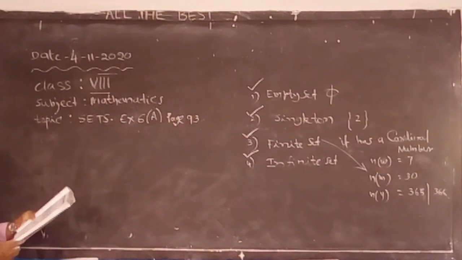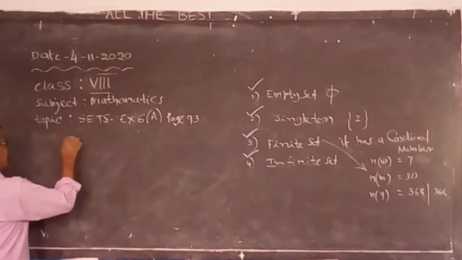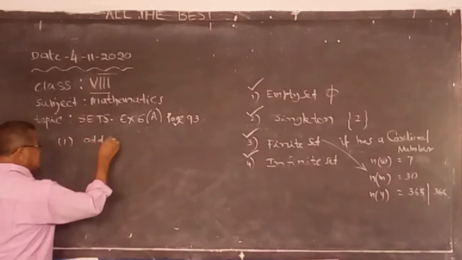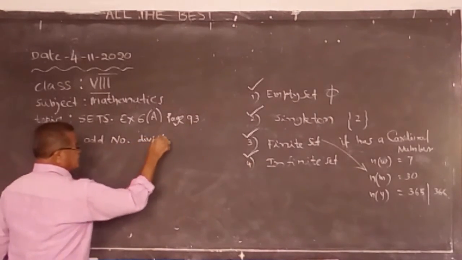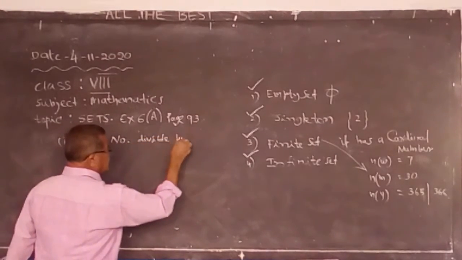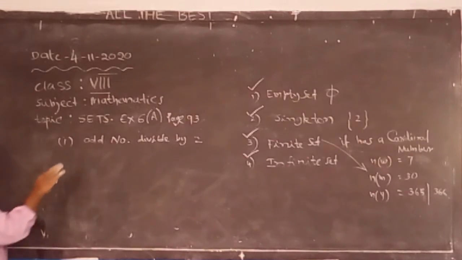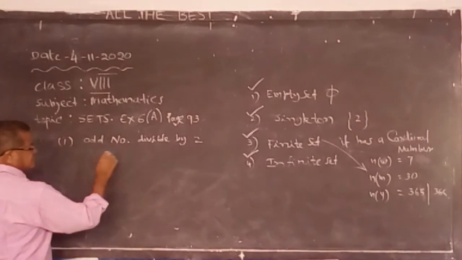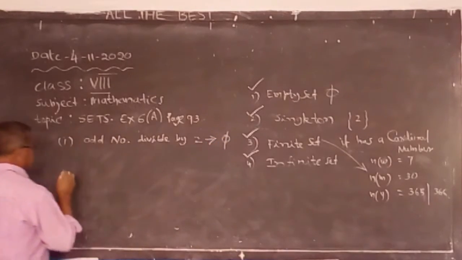First one, odd numbers divisible by 2. No, you can't find odd numbers divisible by 2. All odd numbers, when we divide by 2, leave the remainder 1. That's why we can't find any. It is an empty set, so we write the empty set symbol.